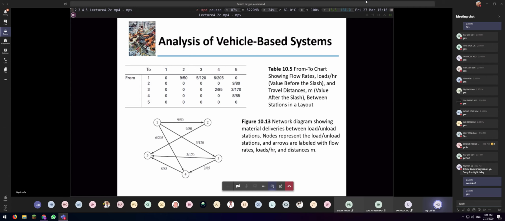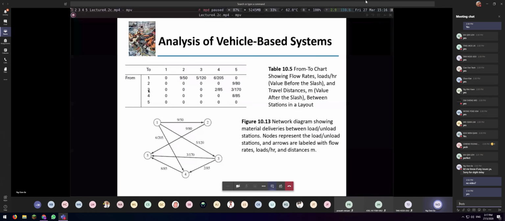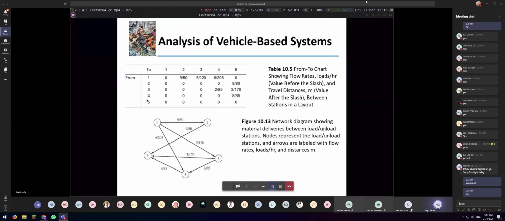When we are trying to do the analysis of vehicle-based systems, we normally try to simplify the problem. In table 10.5, this is what we call a from-to chart. How we read this is that the first column is where it is from, and the second column is where it is going to. These locations 1, 2, 3, 4, 5 are processing machines, loading or unloading stations. So maybe from 1 to 2, we are looking at flow rates of 9 loads an hour, or whatever it is.